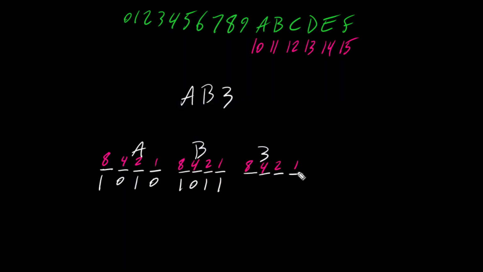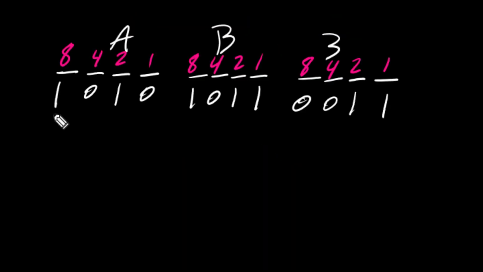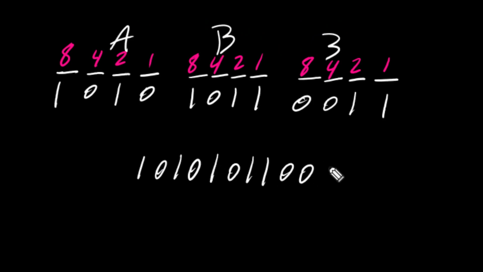2 and 1 are on. So we have 2 turned on and 1 turned on. 2 plus 1 is 3. Now let's put the binaries together: 1 0 1 0 1 0 1 1 0 0 1 1.